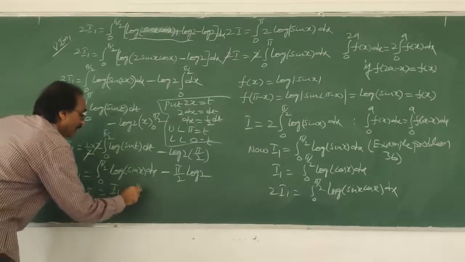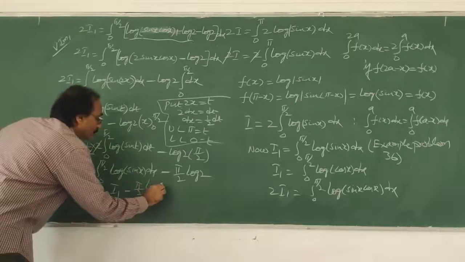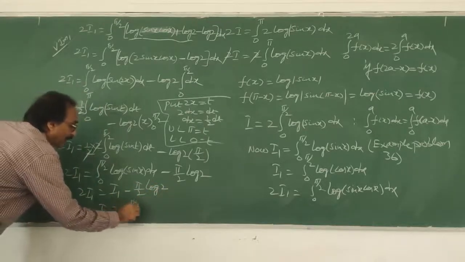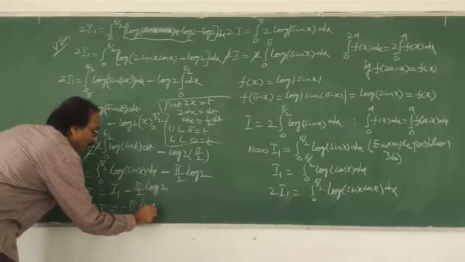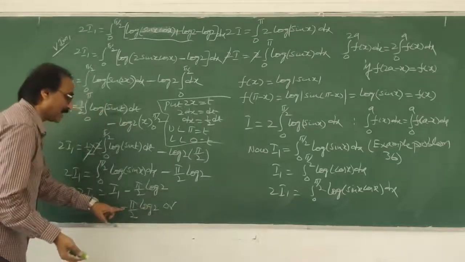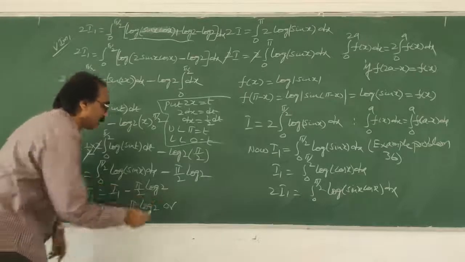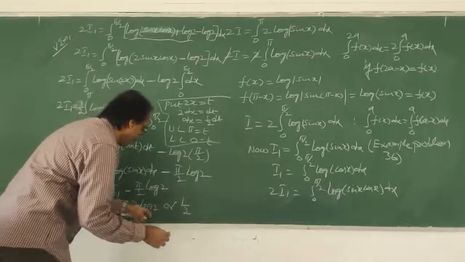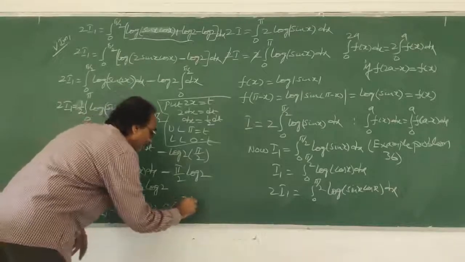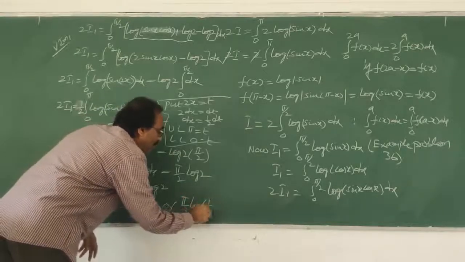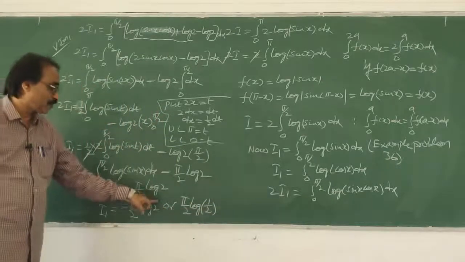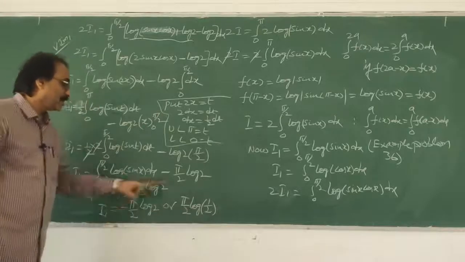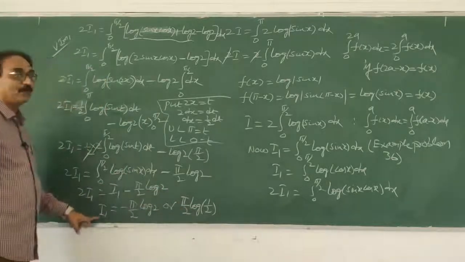So now what happened? 2I1 minus I1, so I1 is equal to minus pi by 2 log 2. Or if you don't want the minus here, bring it inside, the power minus 1 will come, so pi by 2 log 1 by 2. This minus becomes 2 power minus 1, which means 1 by 2. That's why I wrote it. Either this you can write, or this you can write. That is the I1 value.